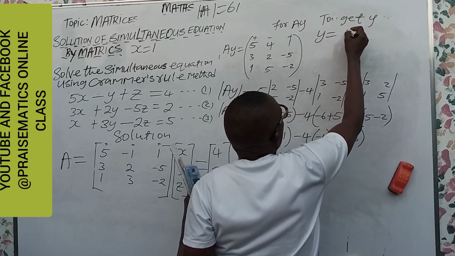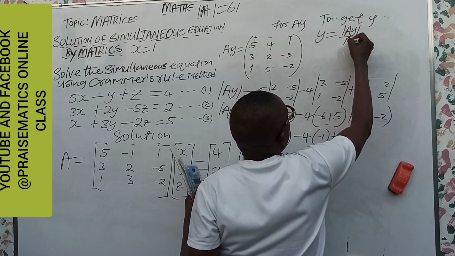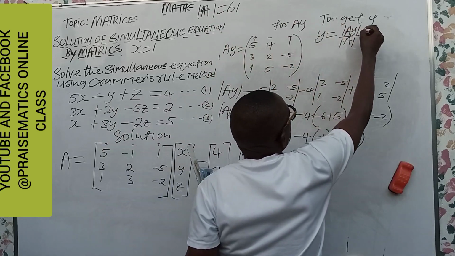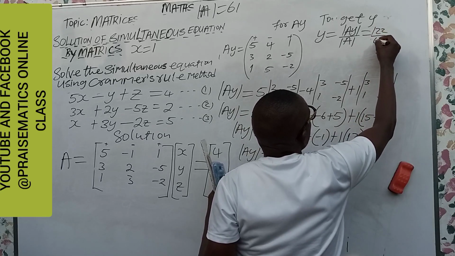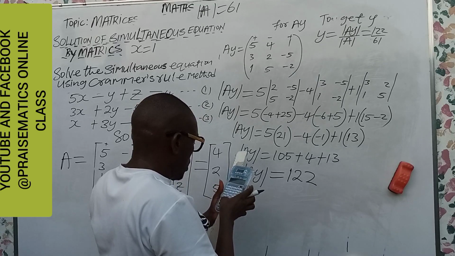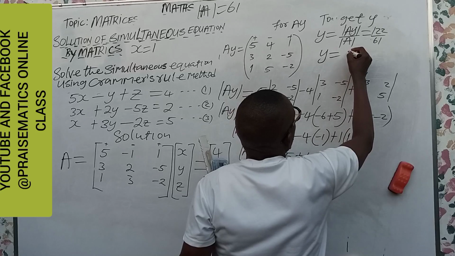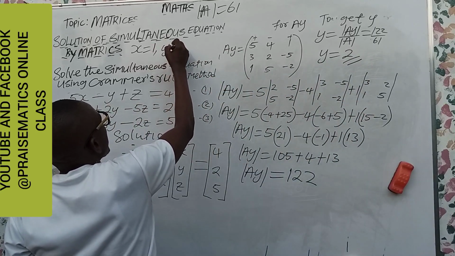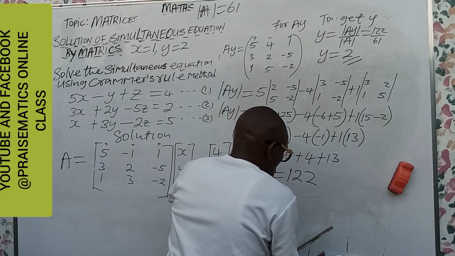Now to get y, the y formula is equal to AY determinant over A determinant. Always remember that our A determinant is 61. So this is equal to AY determinant 122 over 61. 122 divided by 61 equals 2. So our y is equal to 2, and that is it. So somewhere x comma y equals 2. Okay, we are done with y.